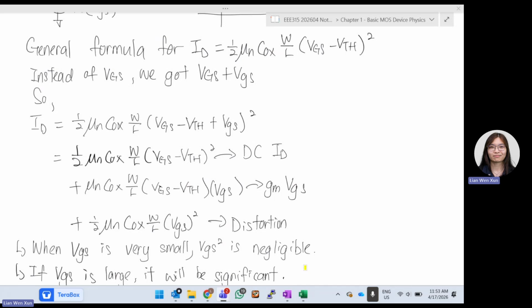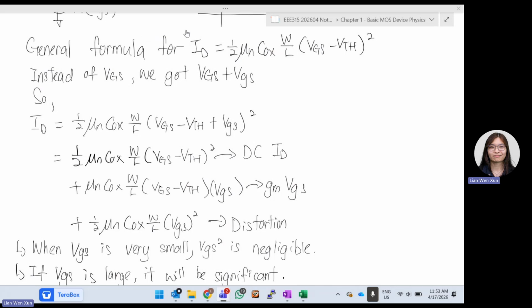So this VGS is very small. This is probably just the noise, the distortion. Okay, so we say this is distortion, but this is the main part. We say that it will be the big VGS times the small VGS. So this is what we call GM VGS.